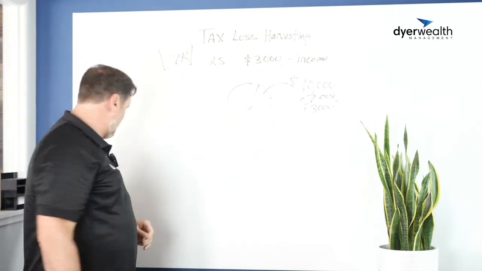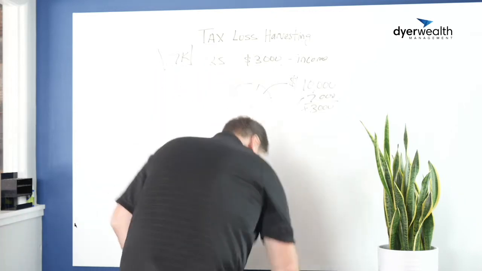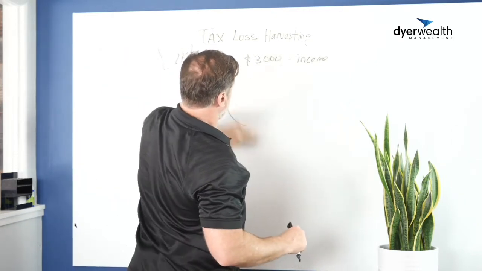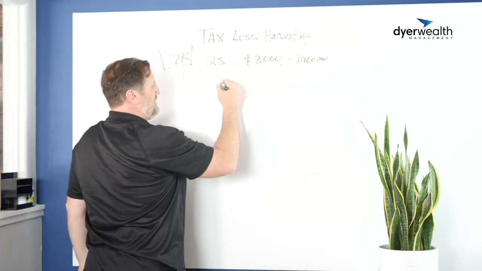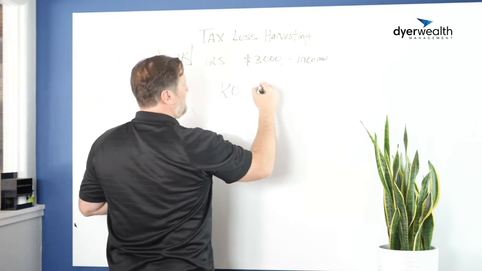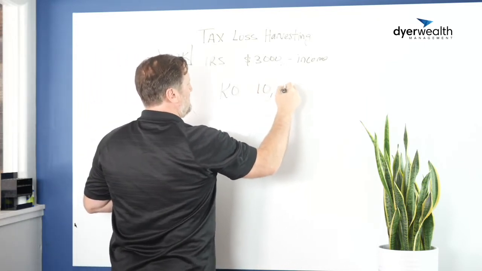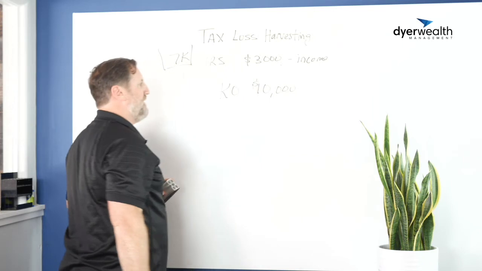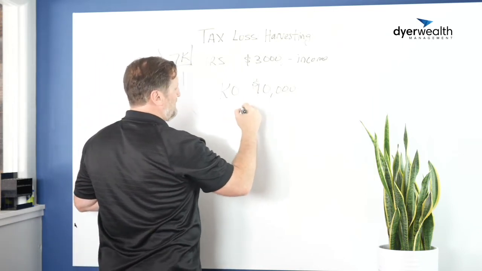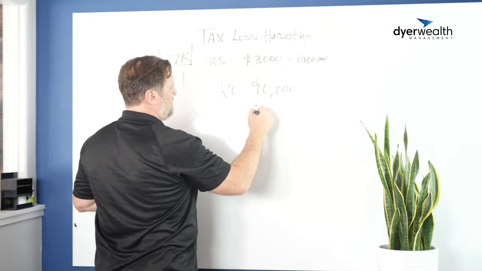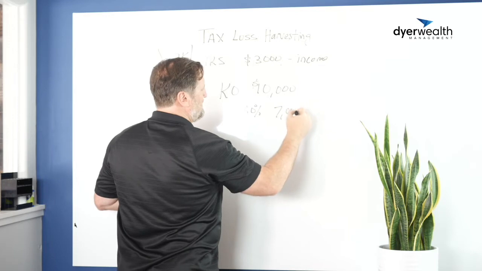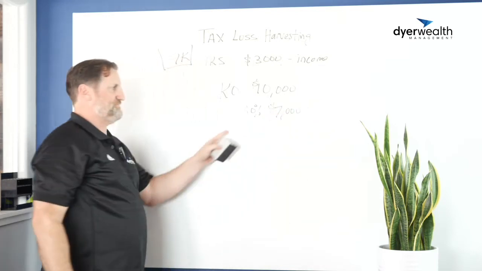But let me give you a specific example. Let me find my eraser here. Here it is. Okay, so let's say you had a position in Coca-Cola. This is the ticker symbol for Coca-Cola. But let's say you had $10,000 invested in this stock, all right? And for whatever reason, the stock went down 30%. So now this $10,000 is worth $7,000, okay?